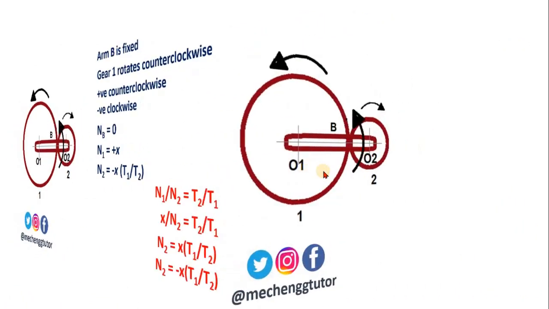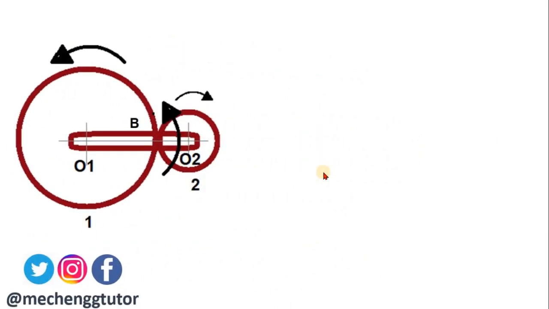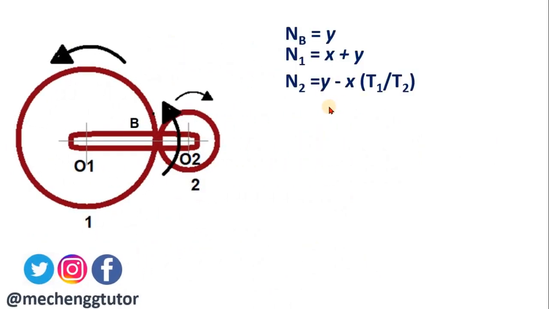Next we shall see the next step here. So here the mechanism is locked and is turned through a number of revolutions. The relative motions between the arm B and gear 1 and gear 2 will remain constant. So the locked system is turned through Y revolutions in anti-clockwise direction. So the complete system is turned through Y revolution in anti-clockwise direction. So the revolution made by arm B will be NB equal to Y.